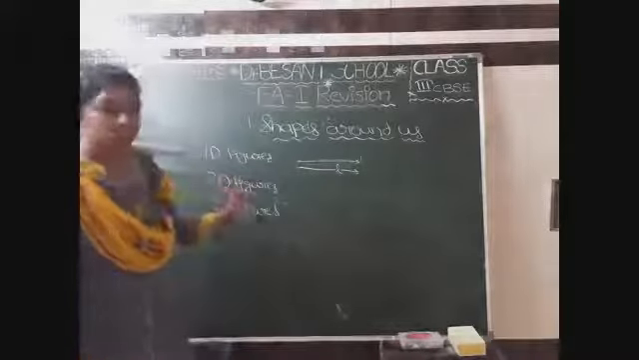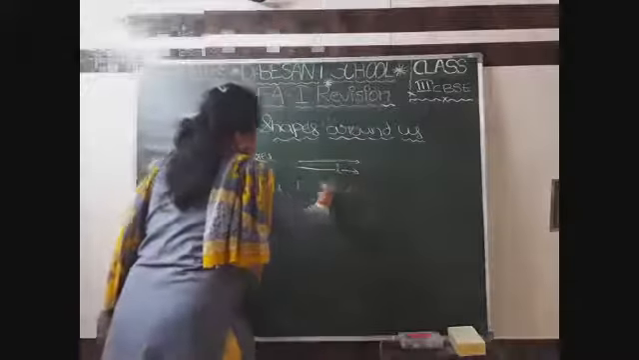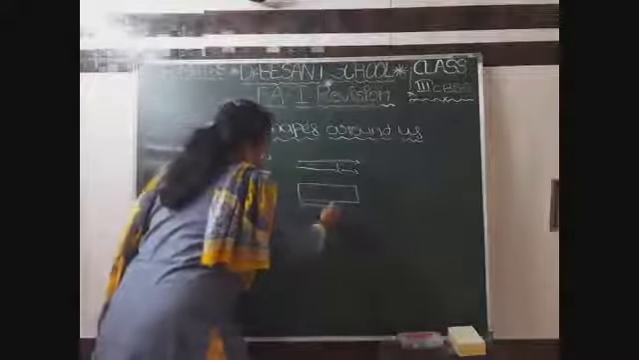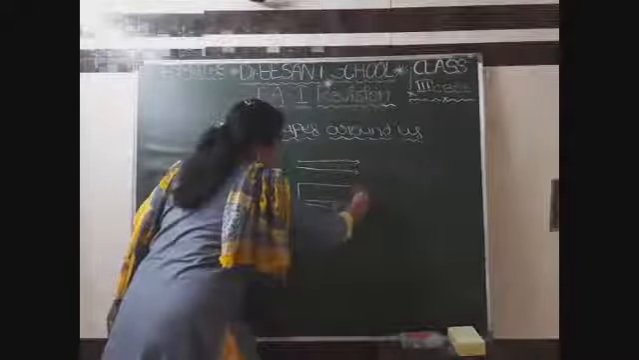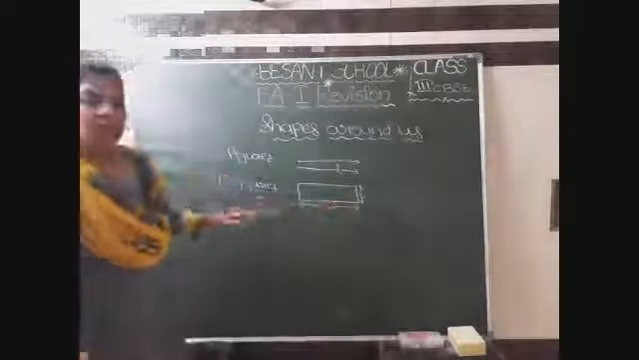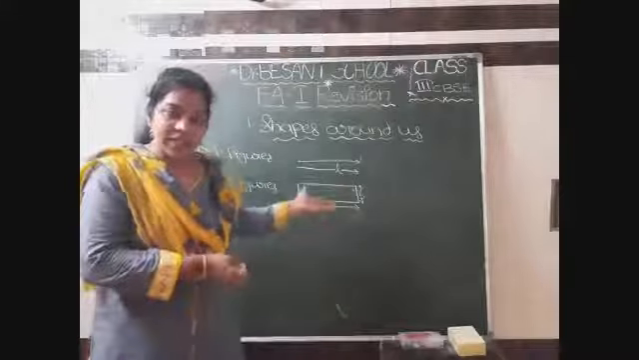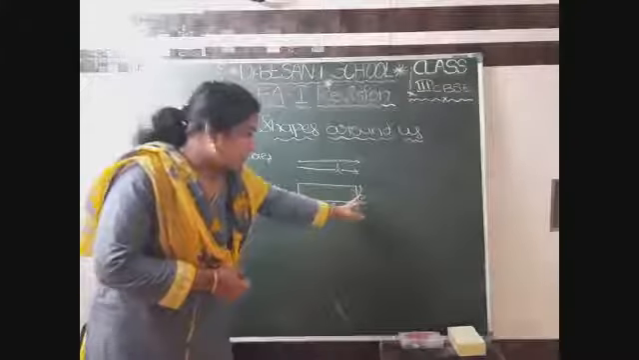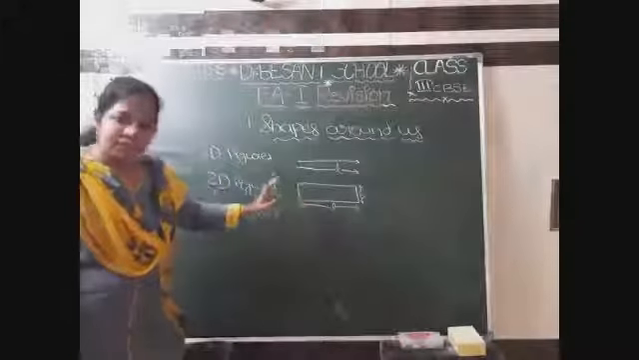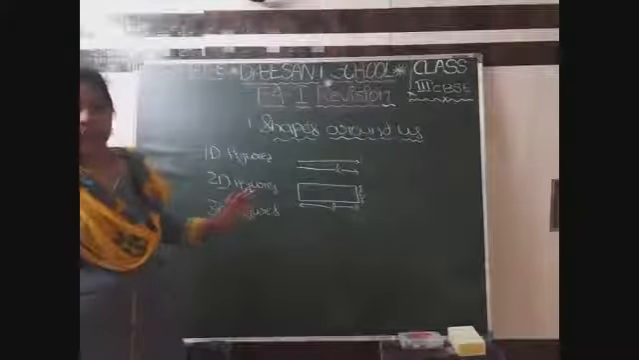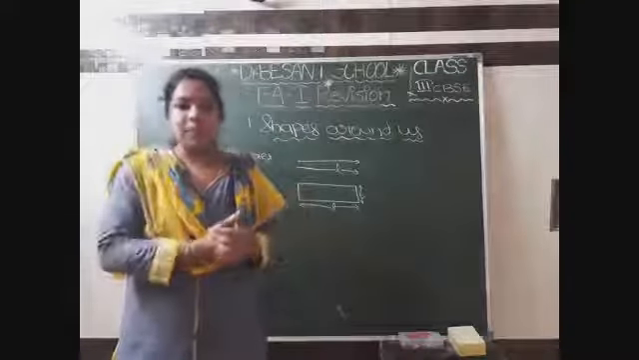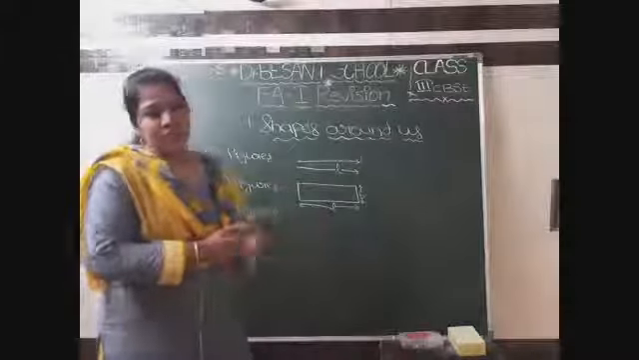Now coming to two-dimensional figures. For example, I am drawing the rectangle here. This is the length of the rectangle, and this is the breadth of the rectangle. Total how many dimensions are there for this rectangle? Length is there and breadth is there. Two dimensions are there for this rectangle. That's why that is called 2D figures. The figures which have two dimensions are called 2D figures.